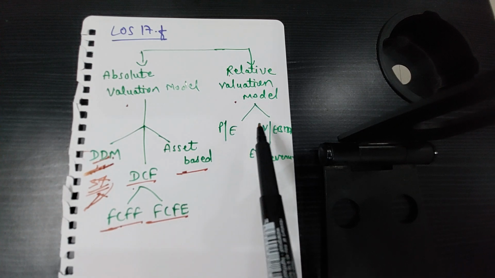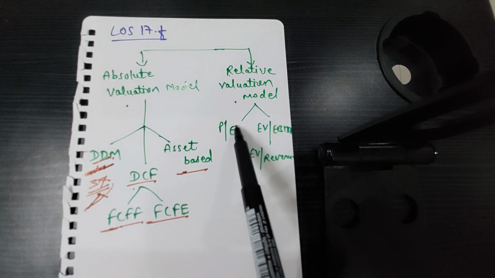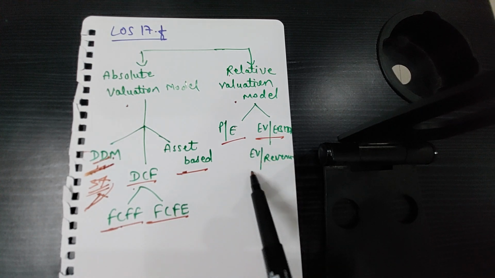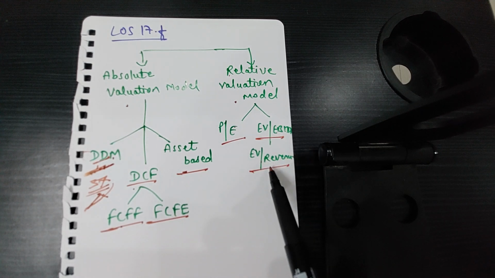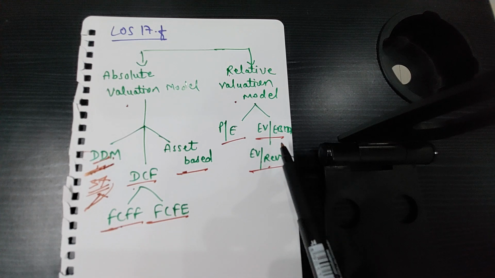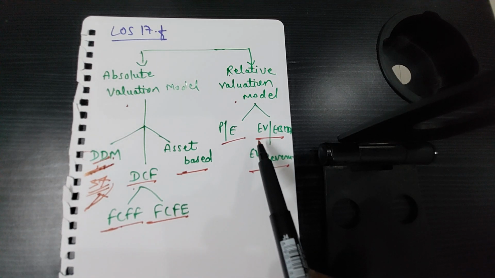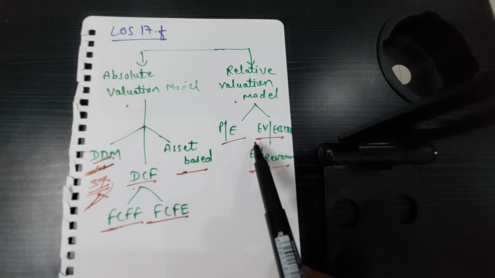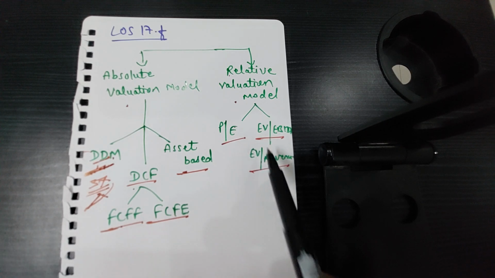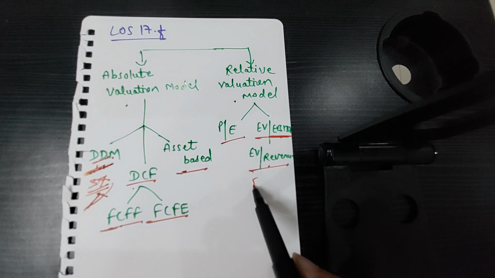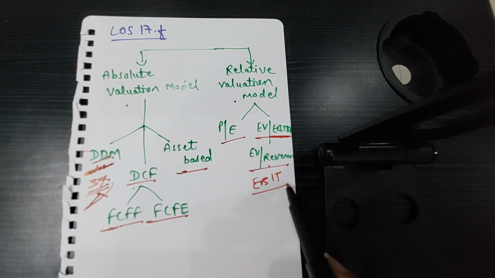Then there is relative valuation model. So there are multiples, for example, price by earnings multiple or EV by EBITDA multiples. EV by revenue multiples are also used. An industry where depreciation is an important aspect, because that is a capital intensive industry. So there EBITDA is a better figure than EBIT, because depreciation plays an important role.